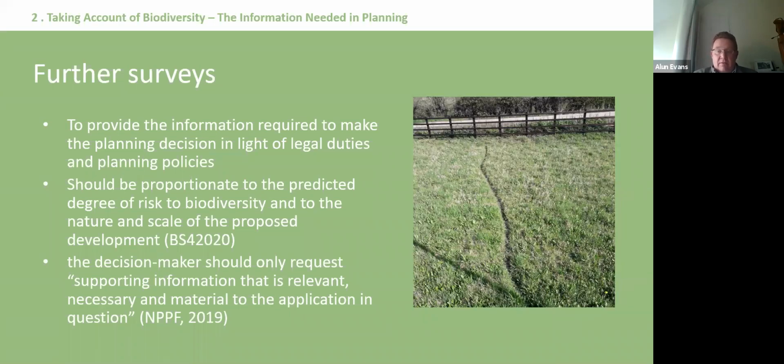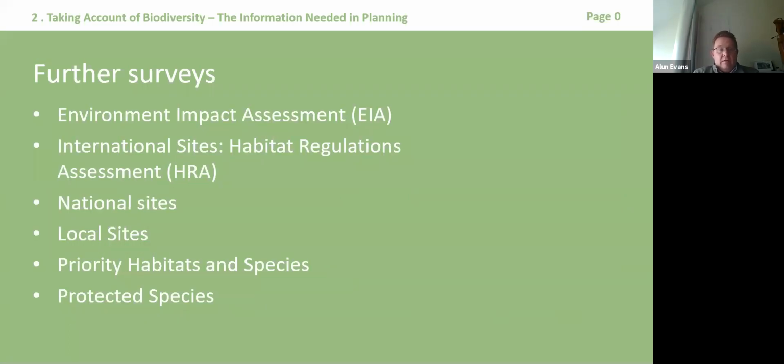So I've put a photo on the right there showing a well-worn badger track crossing a site. In that case, clearly there's evidence of badger on the site, so we would need a badger survey to be undertaken and information provided with the application. And these surveys also will be needed to inform both the statutory process if we've got these more significant developments regarding EIA and HRA, also to assess the impacts on national and local sites, priority habitats and species, and protected species as well.